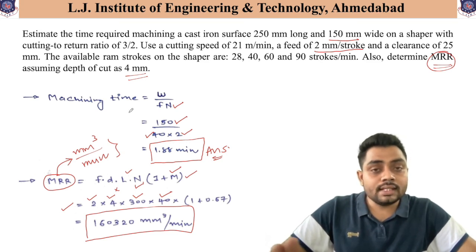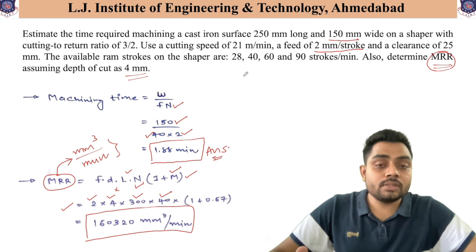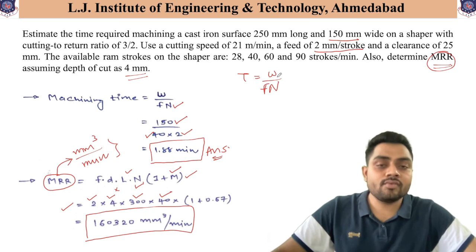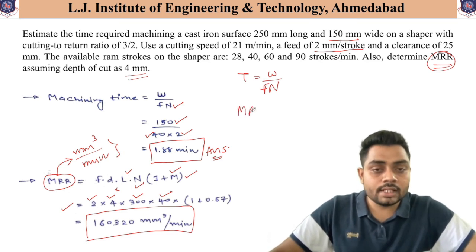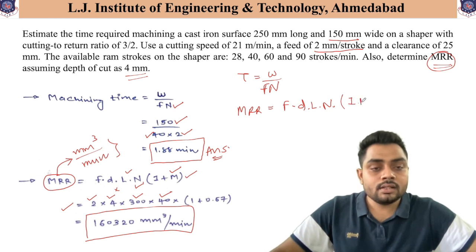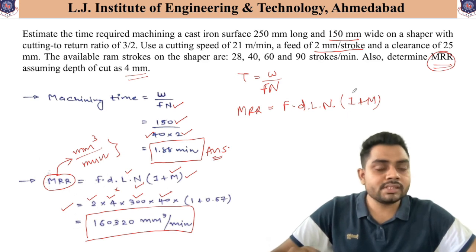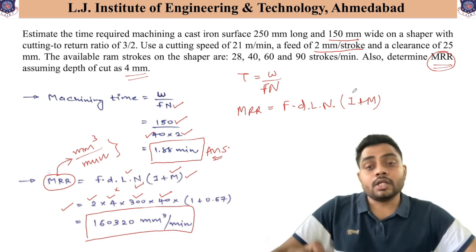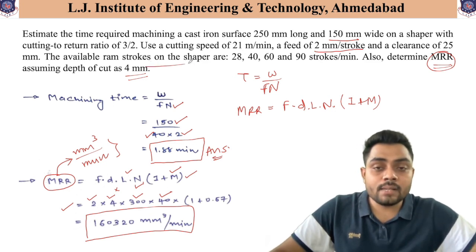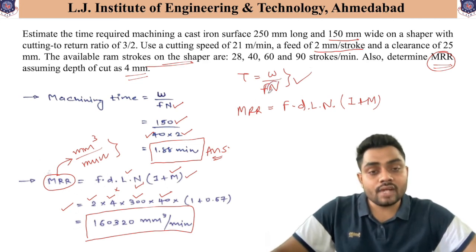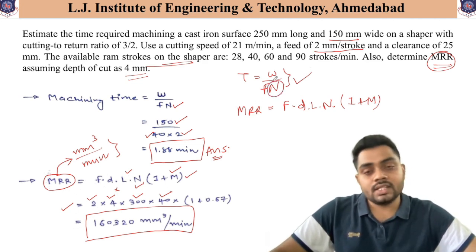So I hope now you got the clarity how to find the machining time. For the machining time, in the case of the shaper machine, the standard equation available is W divided by F into N, and for the case of material removal rate, the equation available is F into depth of cut into length traveled into strokes per minute in bracket 1 plus m. So these are the standard equations that you can use to solve for the machining time and the material removal rate required. But you need to clearly understand that if the standard available ram strokes are mentioned, then you need to use these, because the value of n will vary according to the given data.